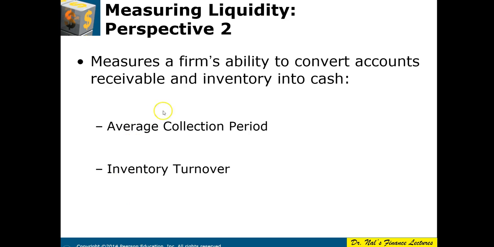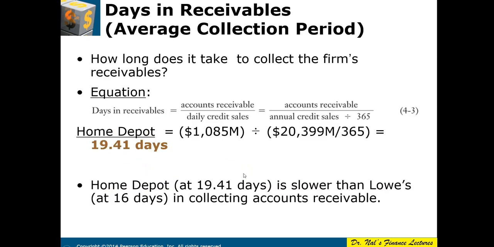There are some other methods. Like we said, a second perspective is to look at the ability of the firm to convert accounts receivable and inventory into cash by just looking at the time it takes to collect cash, basically. Average collection period, as well as inventory turnover. So we can easily look into those as well. Days in receivables is one such measure. Accounts receivable divided by daily credit sales, and that ratio is 19 days for Home Depot. It turns out that Lowe's is 16 days, which is a little bit better than Home Depot, which means Home Depot is taking a longer time to convert accounts receivable into cash.